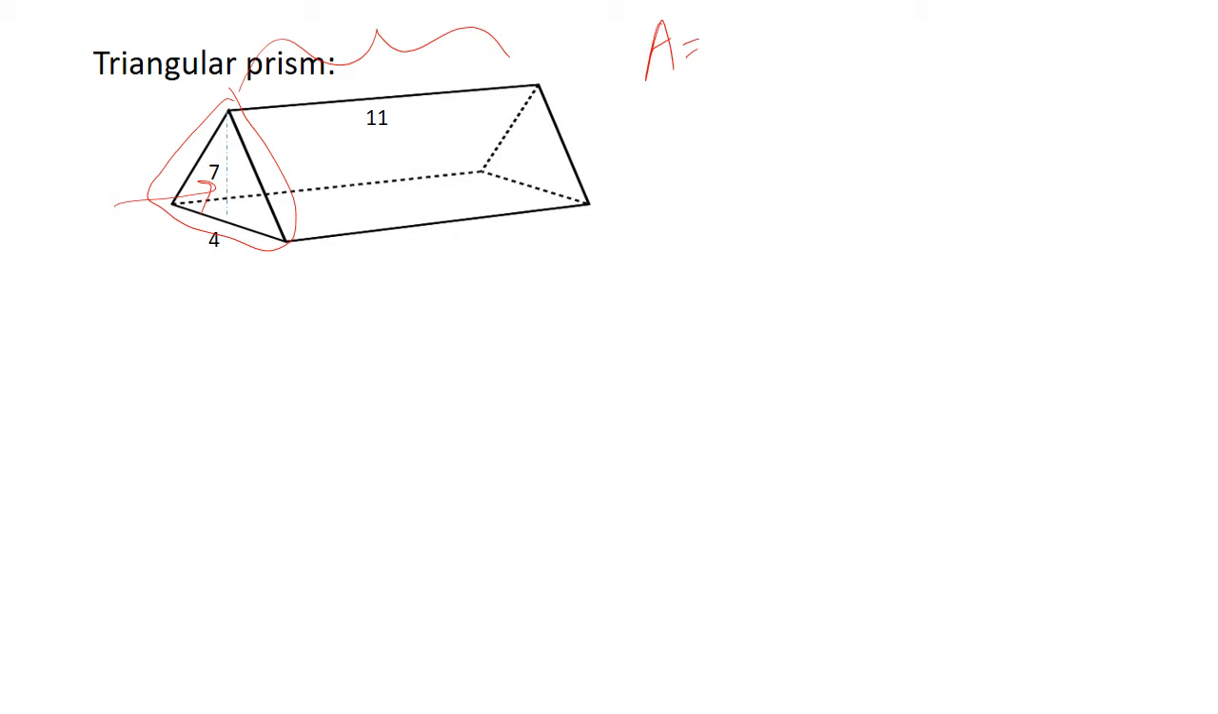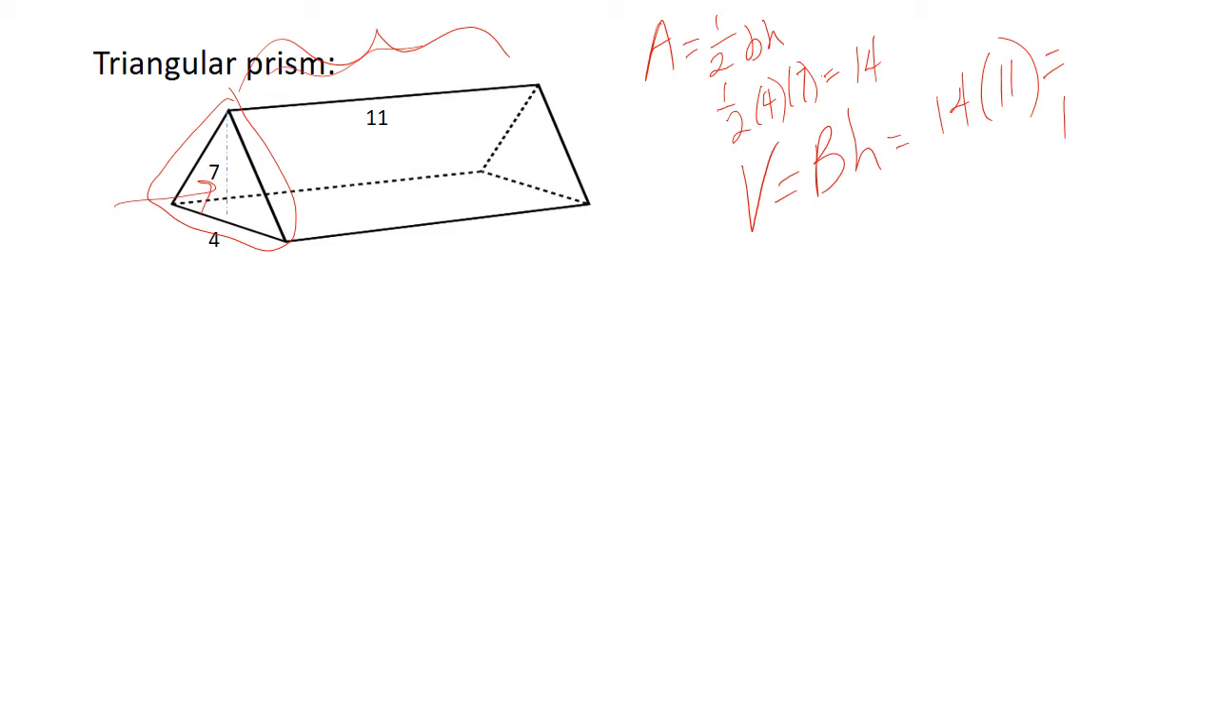Our area of that triangle is going to be 1/2 BH. So our B is 4 and our H is 7. 1/2 of 4 times 7 is going to be 14. We can use that when we multiply it by our height here, which is 11. So our volume is our base times our height. The area of our base was 14. Our height is 11. And together, that is 154 feet cubed.